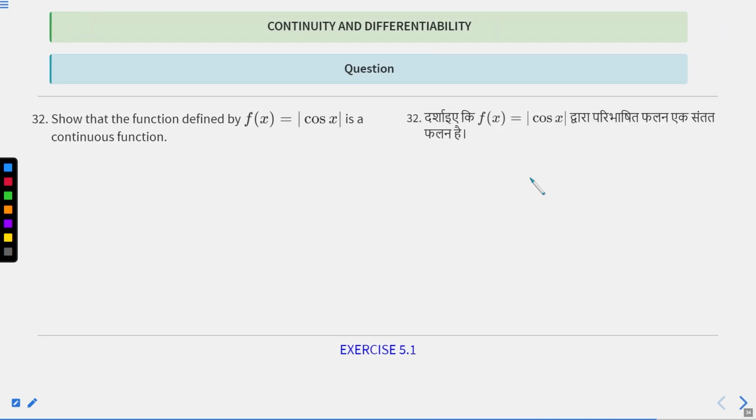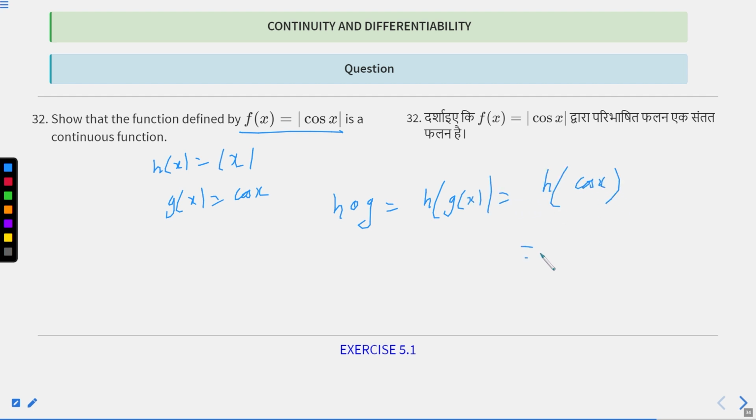Okay. Now 32. We have to show that this is continuous. So simple, we are going to use the composition theorem. How? h(x) I am going to define as mod of x, and g(x) I am going to define as cos of x. Now h composition g will be h of g of x, which will be h of cos x, which will be mod of cos x. So it is a continuous function, continuous by using the theorem of composition. Okay, clear? So it is continuous.